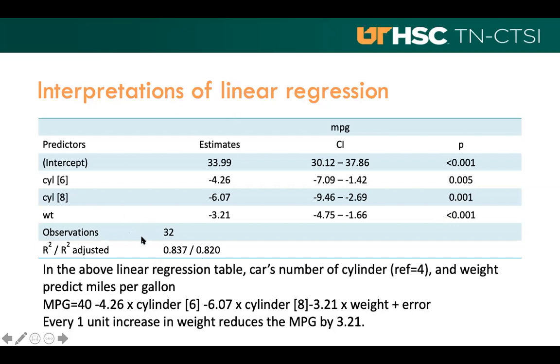So in this table, we have the number of observations, which is 32. And we have the R square and the adjusted R square. The R square tells us the percentage of the variability in the outcome variable that can be explained by the predictor variables. So cylinders and weight of the car explain about 84% of the variability in miles per gallon.